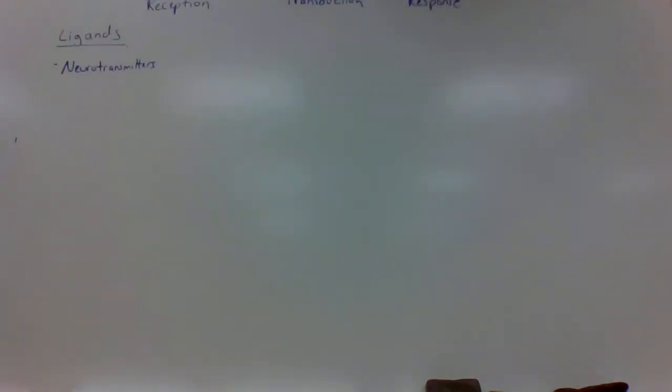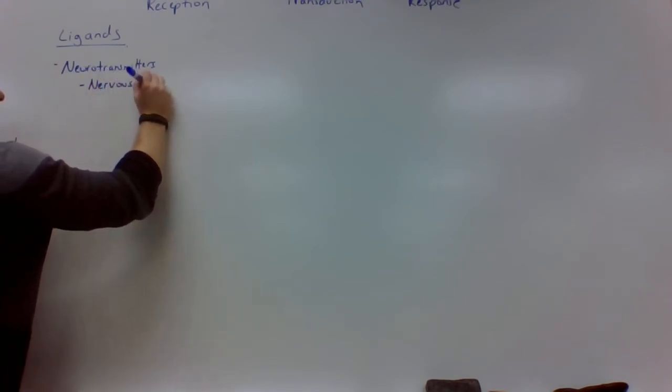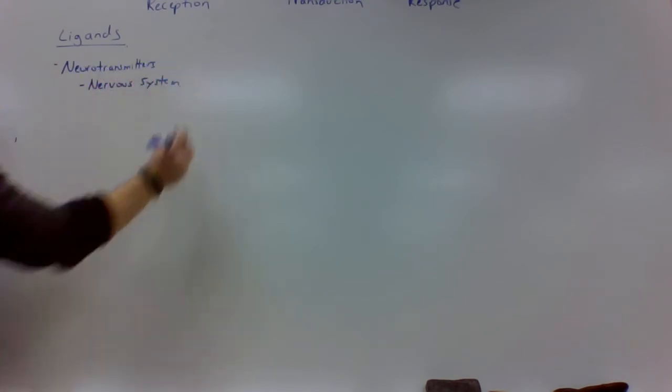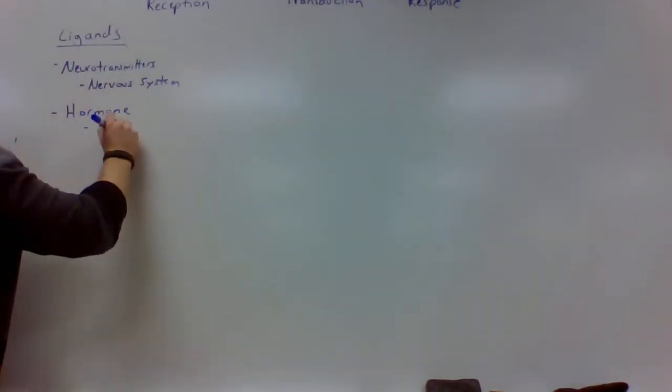Neurotransmitters are used in what body system? The nervous system. All right, so that's our first type of ligand. Our second type of ligand is going to be a hormone, and hormones are used in what body system? Endocrine system.